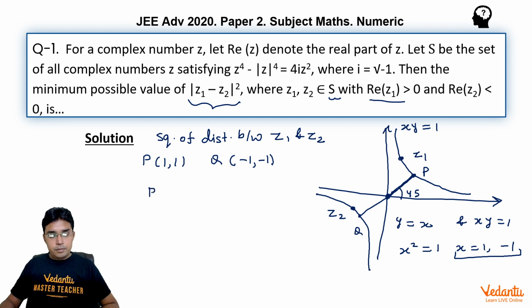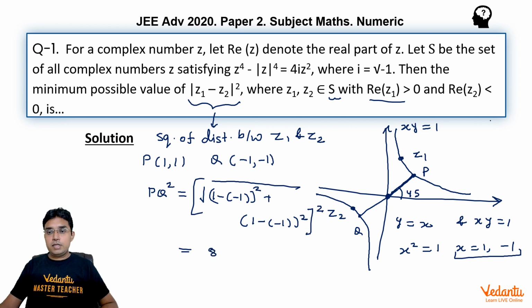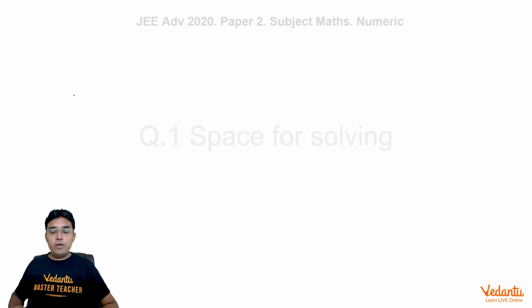So the distance PQ, or rather the square of distance PQ, which is actually asked in this question, will be (1 minus minus 1) whole square plus (1 minus minus 1) whole square. This under root should not be there, this will be whole square. So this gives us equal to 8. So this answer should be 8. So the minimum possible value here should be 8. Okay, that is one. I will tell you one more way of doing the same question.